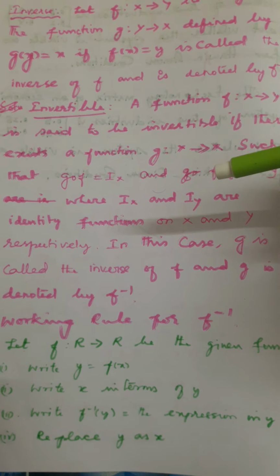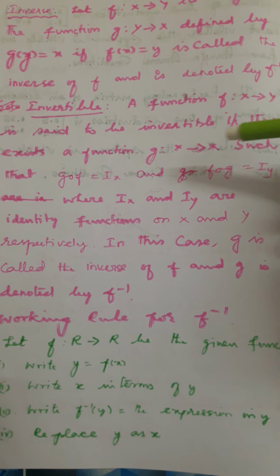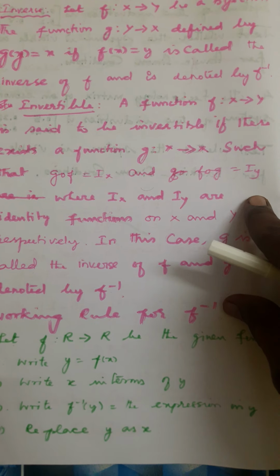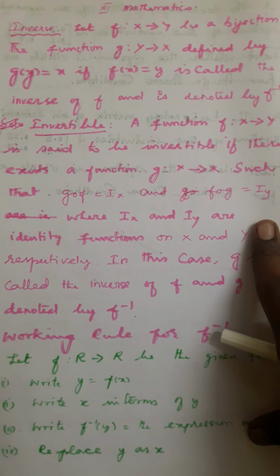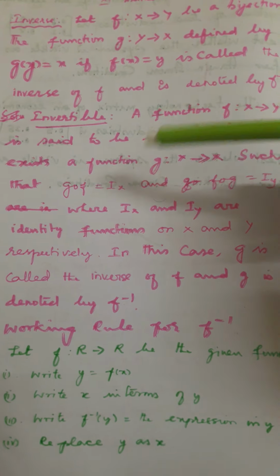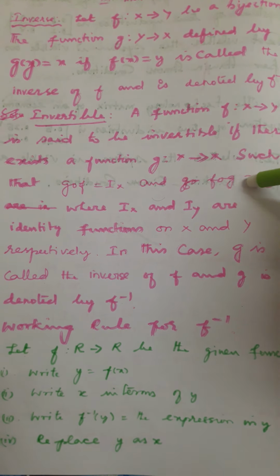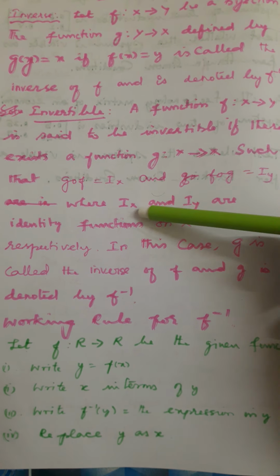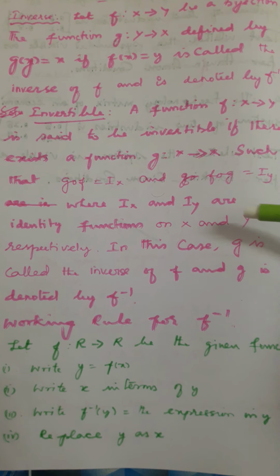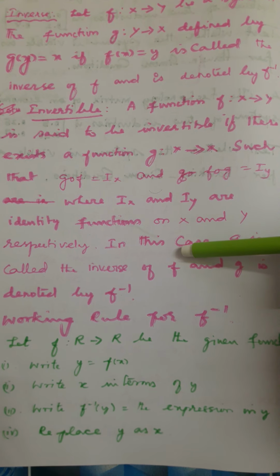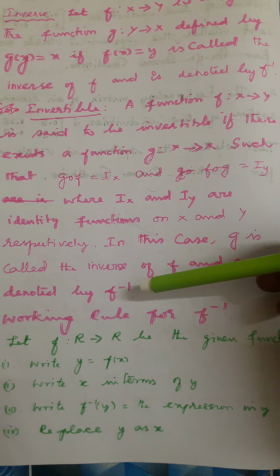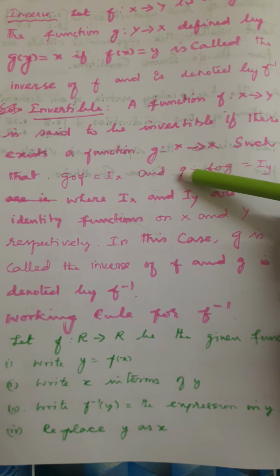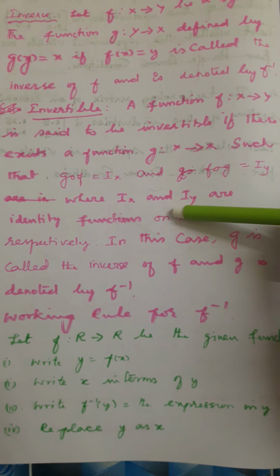Identity is like the identity matrix, 1 0 0 1. The identity means 1. So additive identity is 0, multiplicative identity is 1, like that. In functions, identity is denoted by I X and I Y. So the identity functions on X and Y are I X and I Y. In this case, g is called the inverse of f and is denoted by f inverse. I already explained. So this is a condition you have to check for finding the inverse.